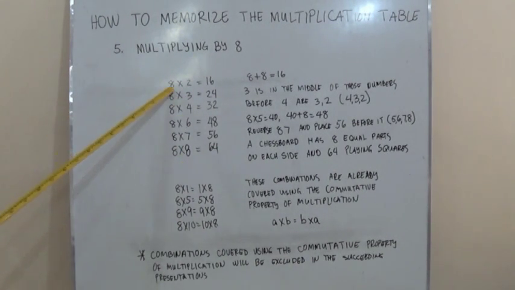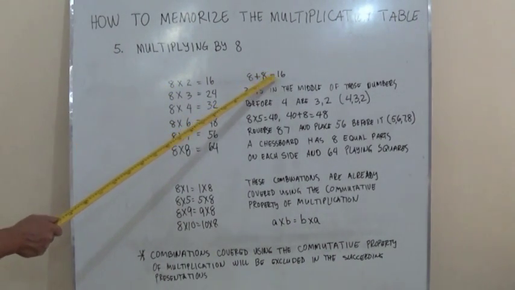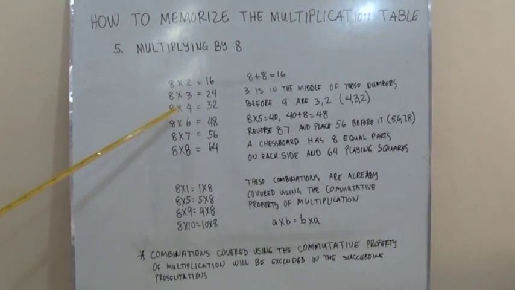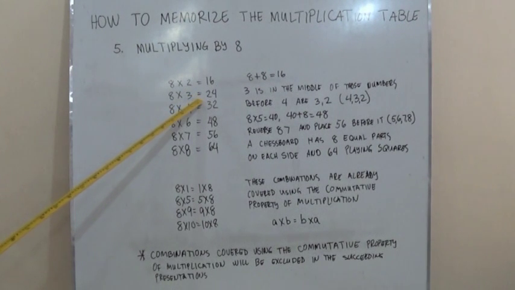So, we have here 8 times 2. Remember, any number multiplied by 2, you just double that number. So, 8 plus 8 equals 16. 8 times 3, the answer would be those numbers wherein 3 is in the middle. So, if we count 2, 3, and 4, the number 3 is in the middle of it, so that will remind us of the answer, which is 24.